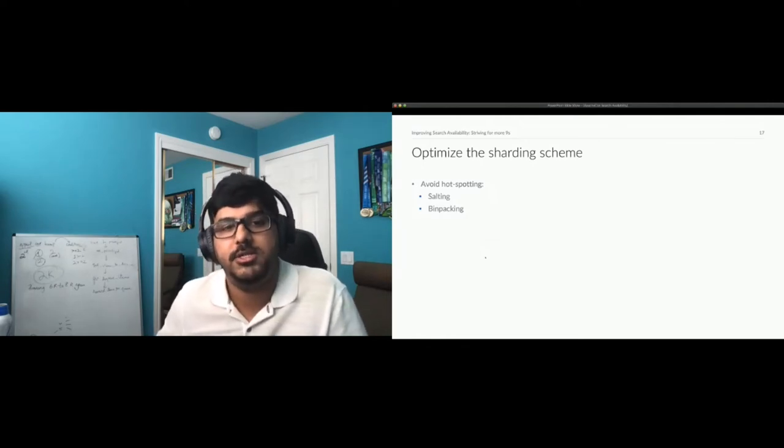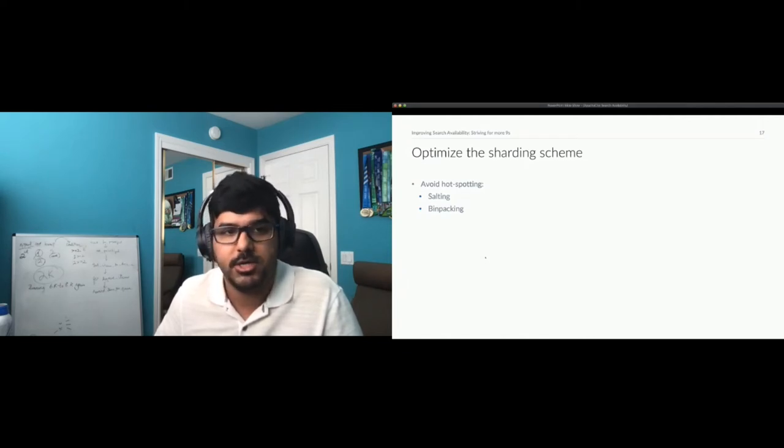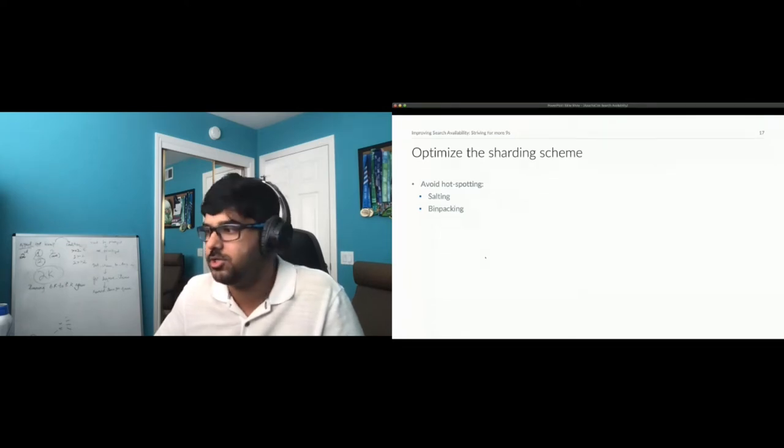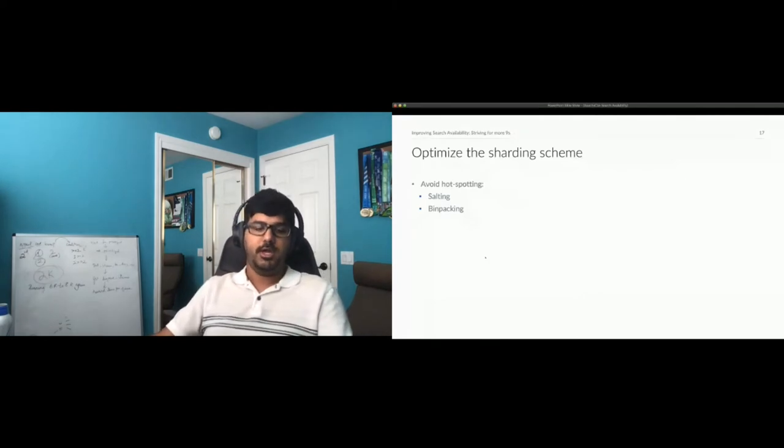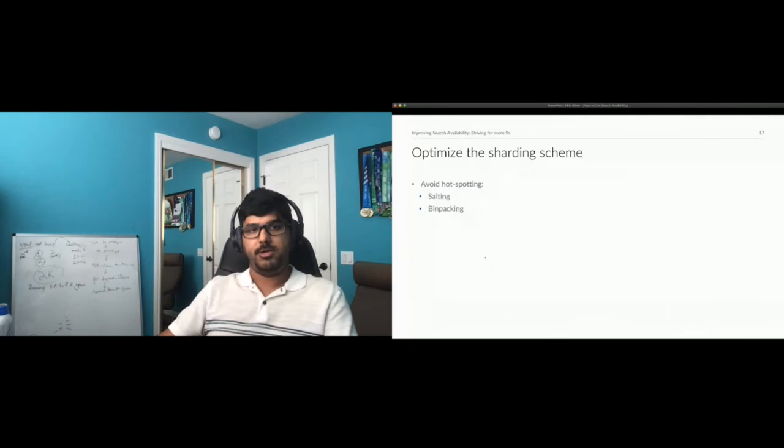A great way to handle this is to do salting, which is you add a few random bits to the beginning of your sharding key, which distributes it more evenly across multiple shards. You can actually control the fan out or the distribution here by picking the number of bits that you use. So you can use a 3-bit salt, and that will ensure that you are spreading your sharding key across 8 shards.